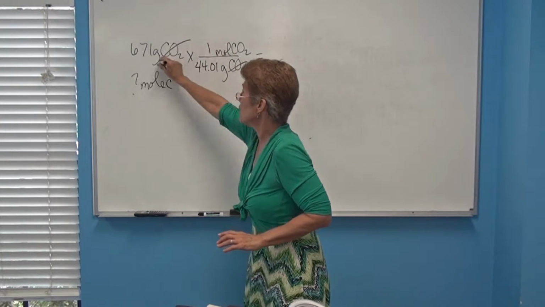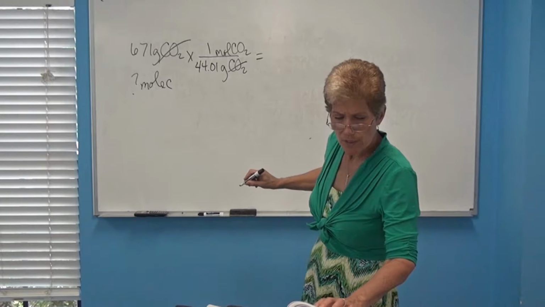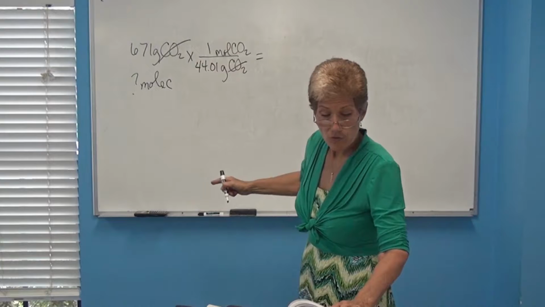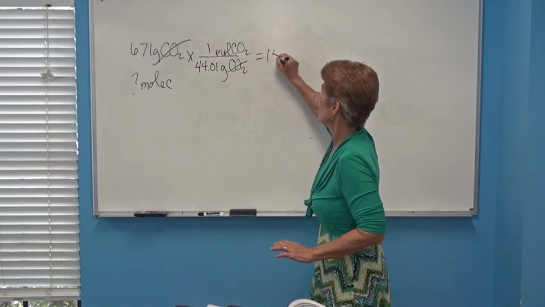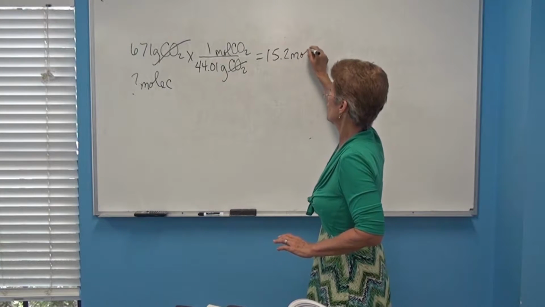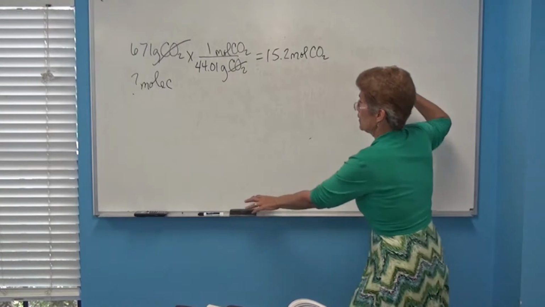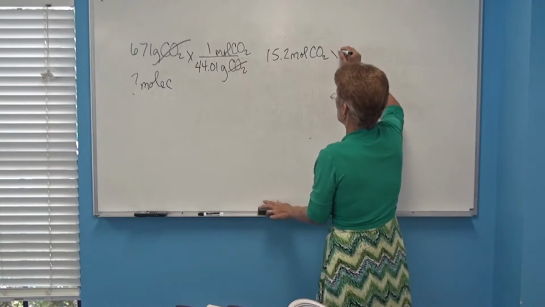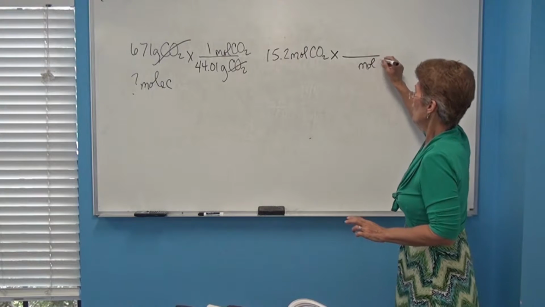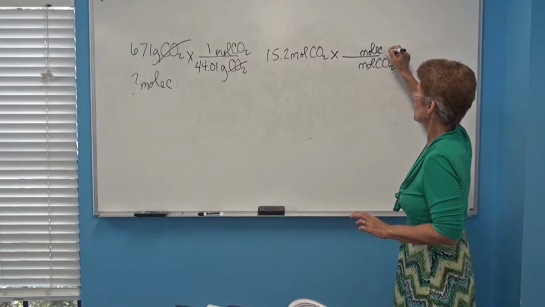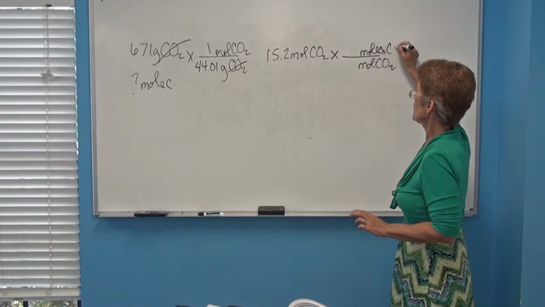And so that'll cancel, and that's going to leave us in 3 significant figures, 1, 2, 3. It's going to leave us 15.2 moles of CO2. Now we have the moles. It's easy to find the molecules because you just go like this. Moles of CO2, molecules, and a mole of CO2.